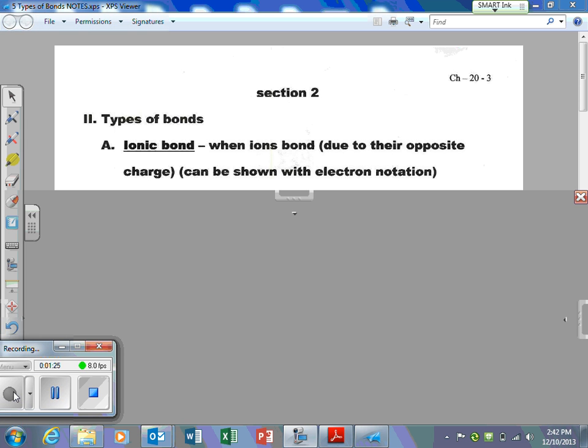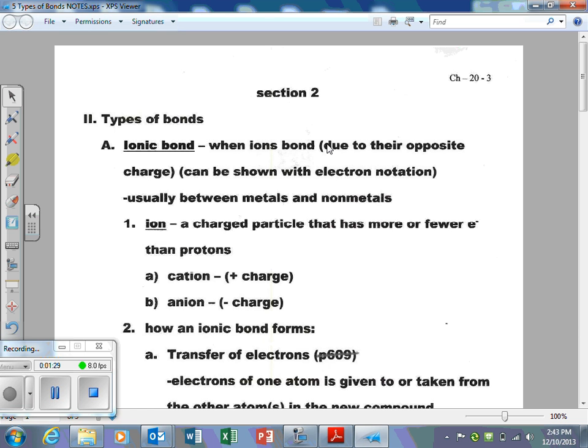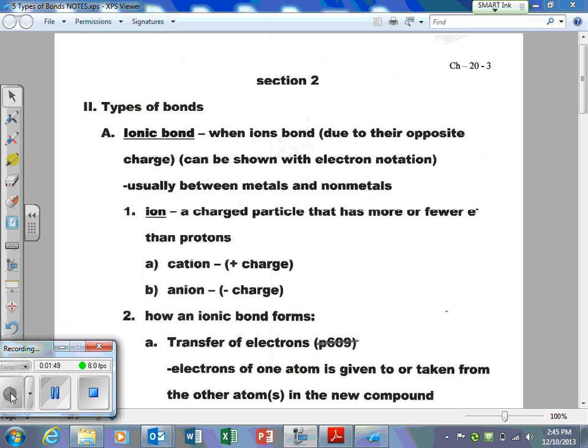Okay, so you guys are probably wondering what electron notation is, right? Now, do you understand the due to their opposite charge piece of this? Because we've talked about that before. We talked about the fundamental law of electricity and about how these ions will have opposite charges and they'll be attracted to each other due to their opposite charges.